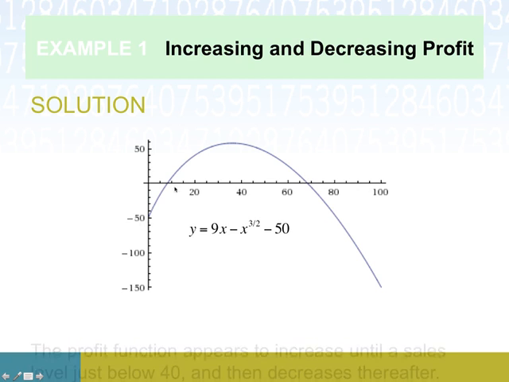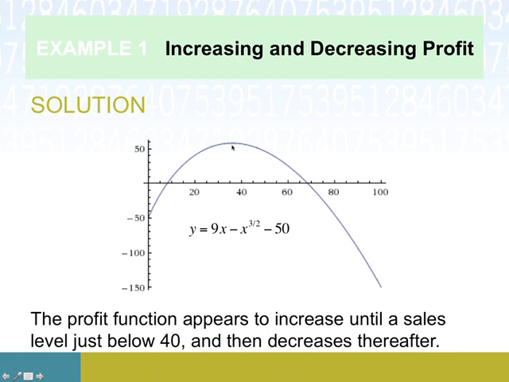So just eyeballing this, it sort of looks like right about there, some number before 40. I'm not totally sure what that is, but it's definitely above 30, maybe 35-ish, a little bit bigger. So it looks like profit is increasing until we sell however many books that corresponds to, 30-something. And then it's decreasing from that point forward.